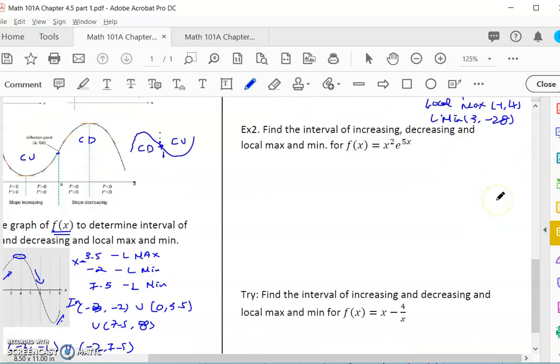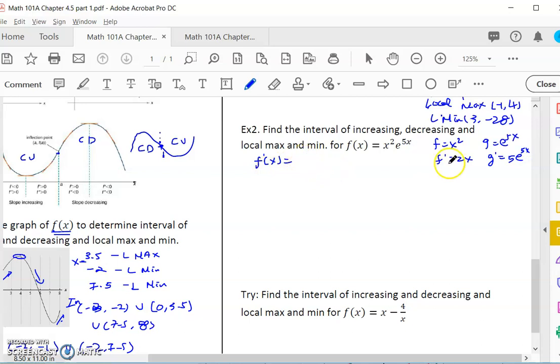So let's do another example. Our function now is x squared e to the 5x. So let's do the first derivative test. So f prime of x first. And you recognize that this is a product, right? So we have to do the product rule. We'd say the first function is x squared, the second is e to the 5x. The first derivative is 2x, and the second derivative is what? Chain rule, 5e to the 5x. It's basically e to the 5x times 5.